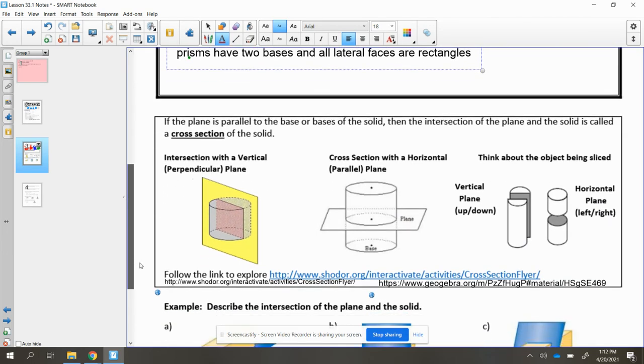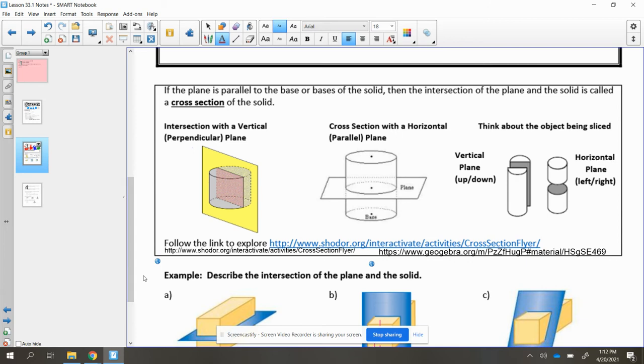Now, the next piece throughout here is talking about a specific vocab word that we call a cross section. A cross section of a solid is the shape that is made if we sliced into the solid. So notice here in this first example, when they sliced into this, we have a cross section that looks like either a square or a rectangle. Here, when they sliced into this, we have a circular shape being formed.